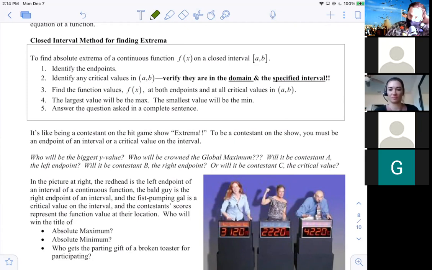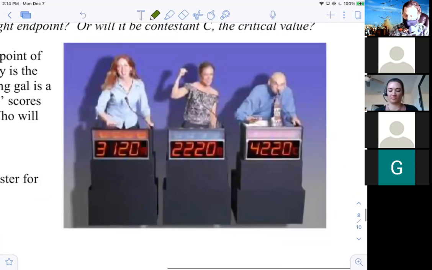Okay? Thanks for playing. All right, so if this were a game show, the redhead on the left would be the left endpoint, the creepy dude on the right would be the right endpoint, and the fist pumping girl in the middle would be the interior critical value. So if their scores were the y values, there's two winners. Who would be the absolute maximum winner? Creepy guy. Creepy guy is the maximum winner, right? And he ended up being the right endpoint.